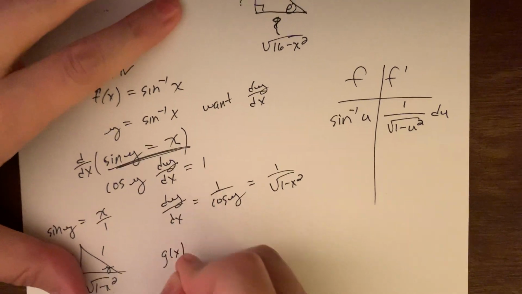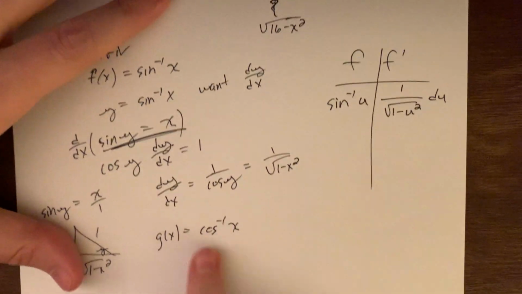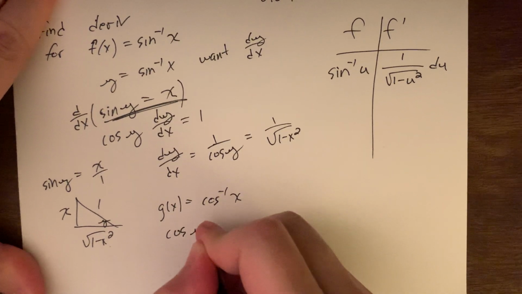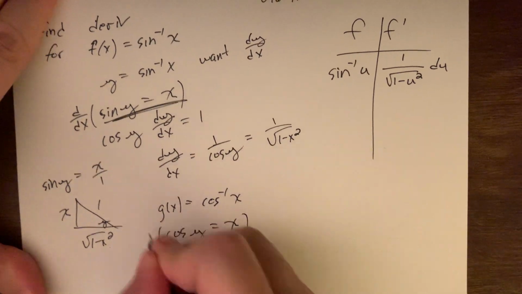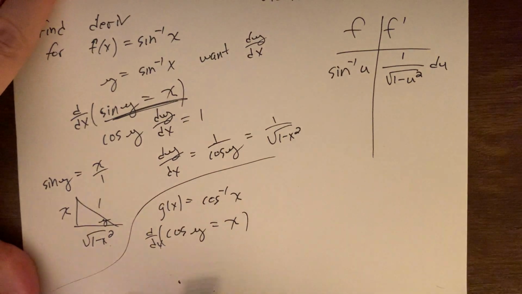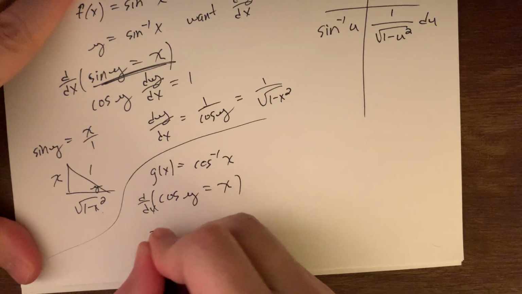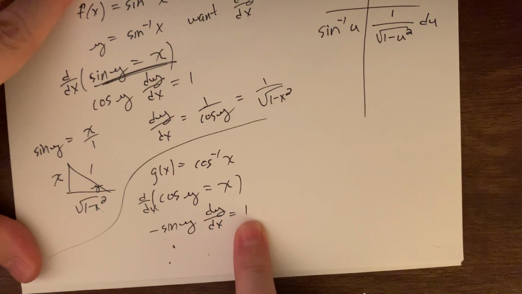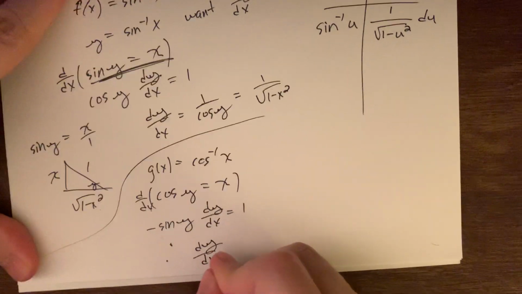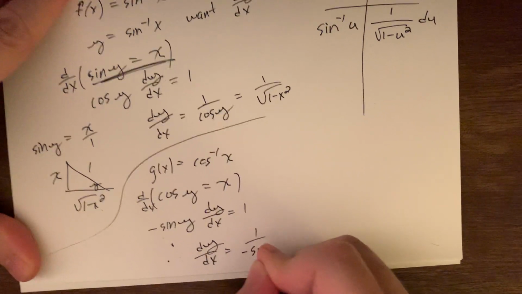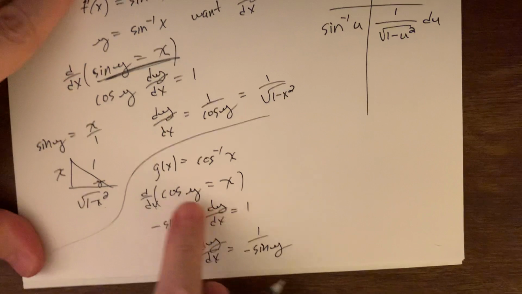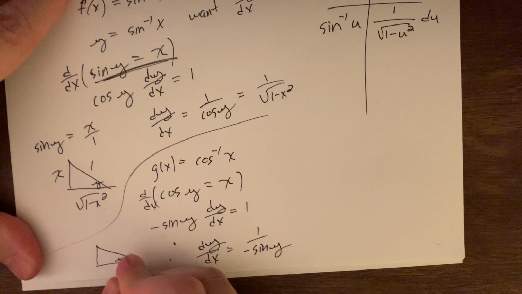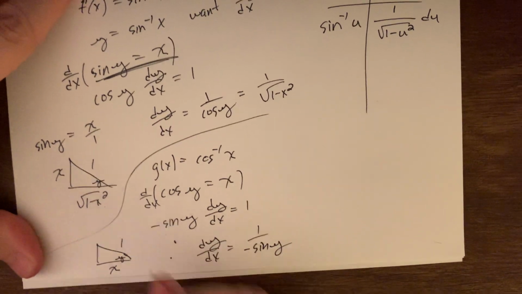So quickly, let me show you inverse cosine of x. And I'm going to do it the same way, everybody. y equals inverse cosine x. So cosine of y equals x. Take the derivative with respect to x. I get negative sine y dy/dx equals 1. So dy over dx is 1 over negative sine y. Go back to here. Cosine of y equals x over 1. Cosine is adjacent over hypotenuse.